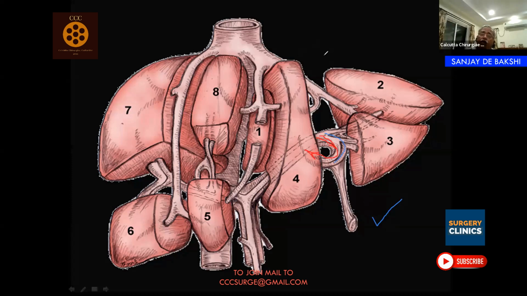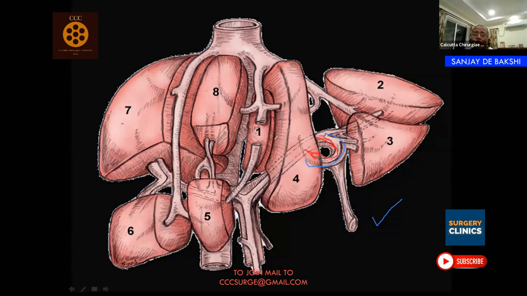So if you were doing a left lateral segmentectomy, you had to be very careful. If you weren't careful at the site of the falciform ligament, you will end up taking off the blood supply to segment 4. But all of segment 4? No, not quite. Let me show you a bit more, making it slightly more difficult.